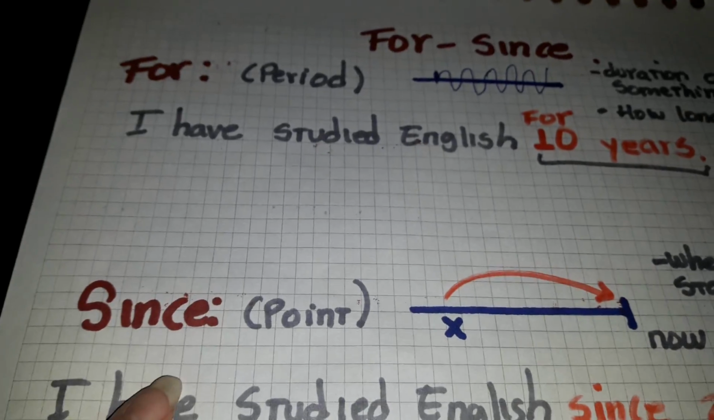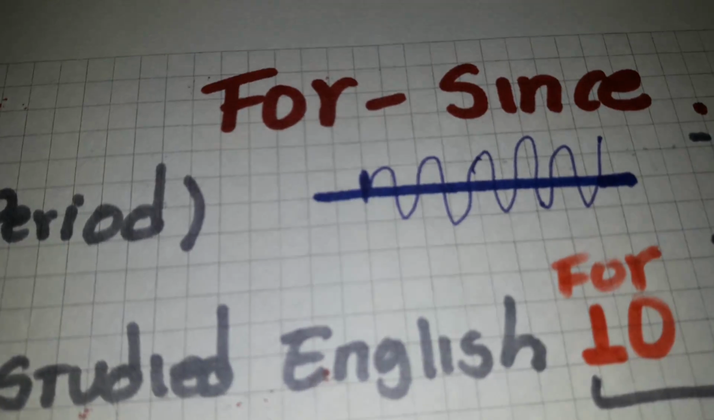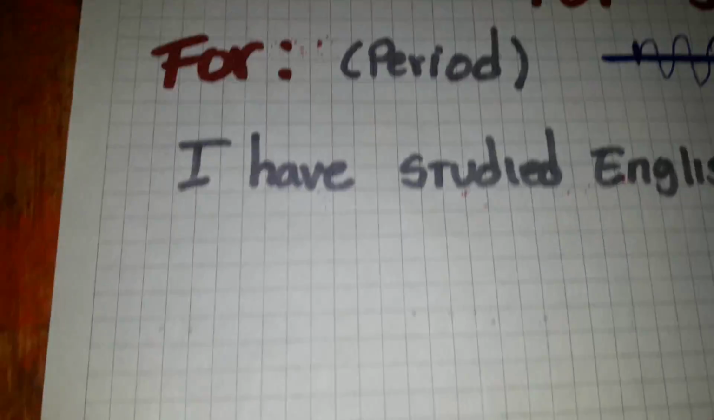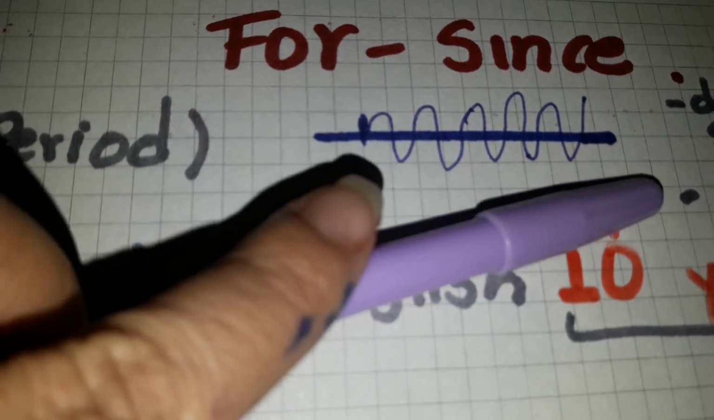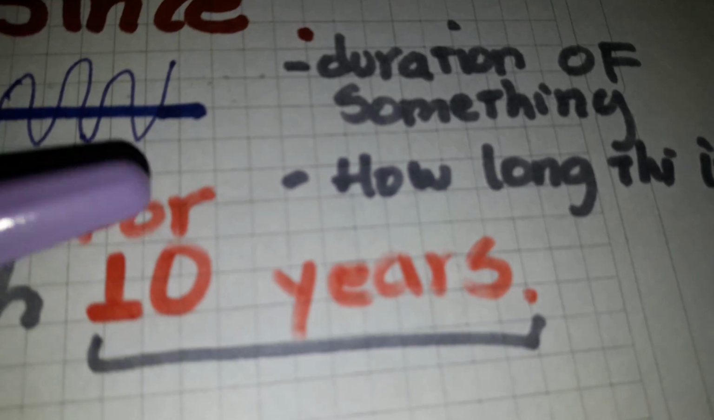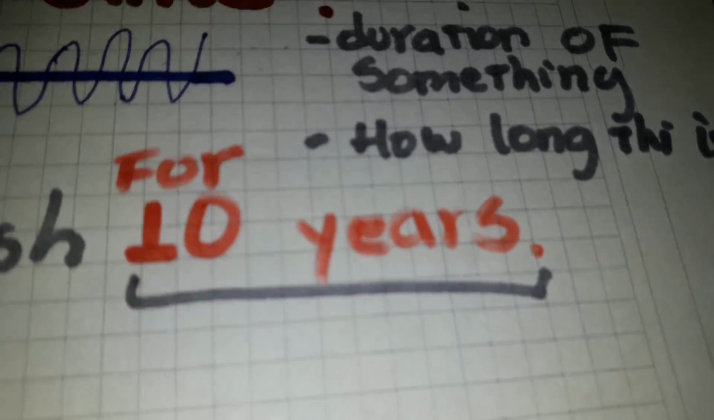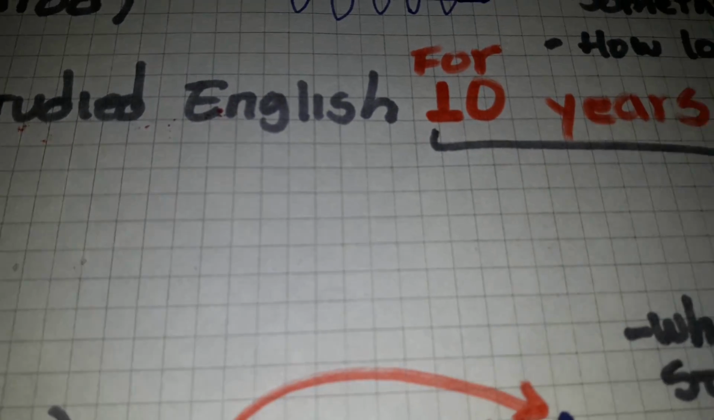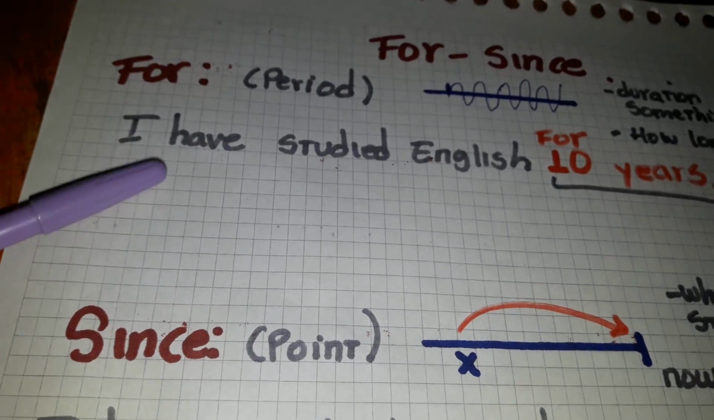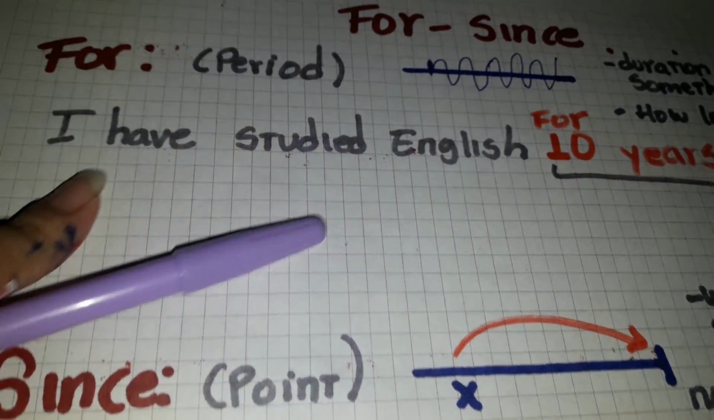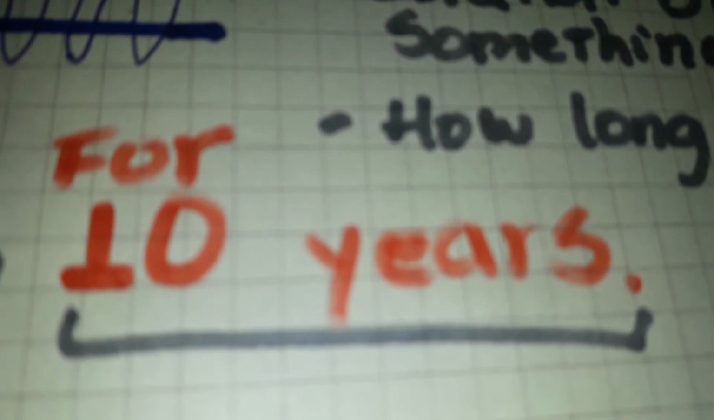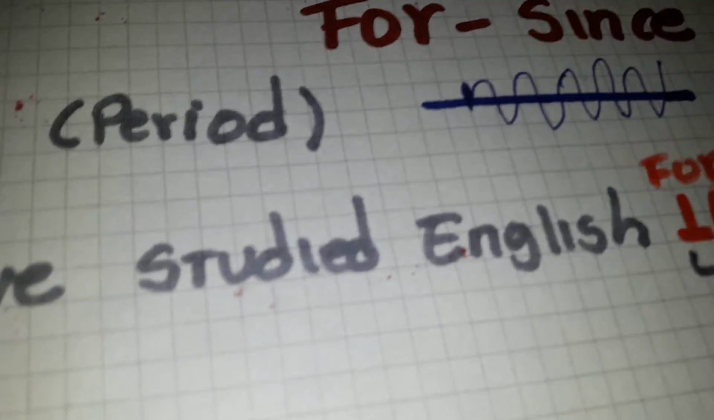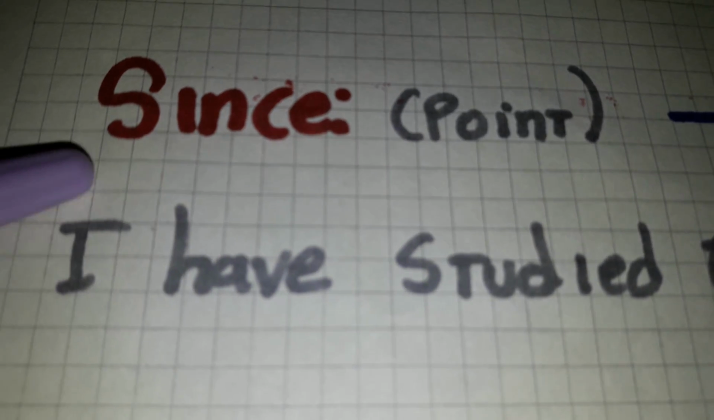Okay, this is another important topic to complete this information: the use of for or since. What is this? I'm going to explain. For means period. Look at the example. Period, okay? Duration of something, how long is this? It's an example. I have studied English for 10 years. Pay attention, for, period. For 10 years, okay?